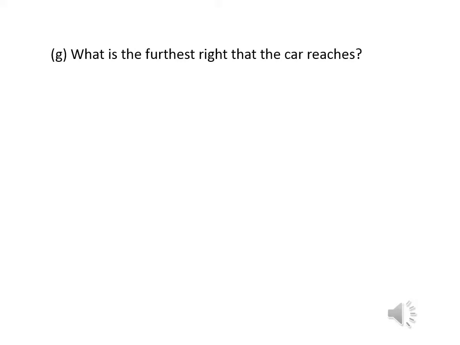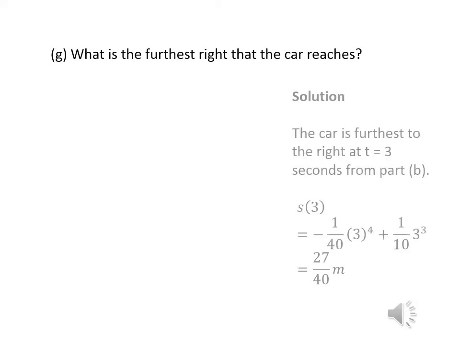G. What is the furthest right that the car reaches? We already found earlier that the car reaches its furthest right position at time t equals 3. So it's a simple matter of finding the position at that time, s of 3. Plugging in, we find that s of 3 is equal to 27/40, or a little bit greater than 1/2 of a meter.